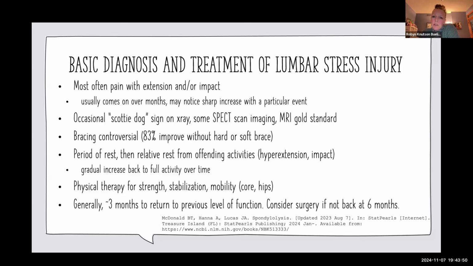Bracing for lumbar stress injuries is controversial at this point. The most recent data shows that 83% of lumbar stress injuries will improve whether or not you put a hard or a soft brace on them.